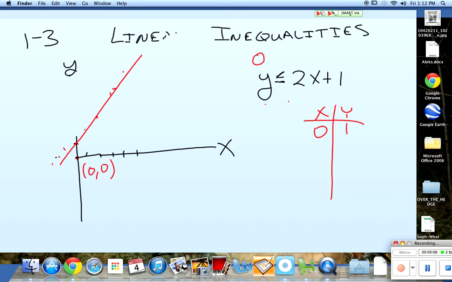All right, let's put 0 in here. 0 for y, is that less than or equal to 1? I put 0 in here. 2 times 0 is 0, right? Plus 1 is 1. Is 0 less than or equal to 1? So then we know that 0, 0 actually is a true statement, so we would shade this side of it. All right? You understand how that works? We'll do it again. Trust me.